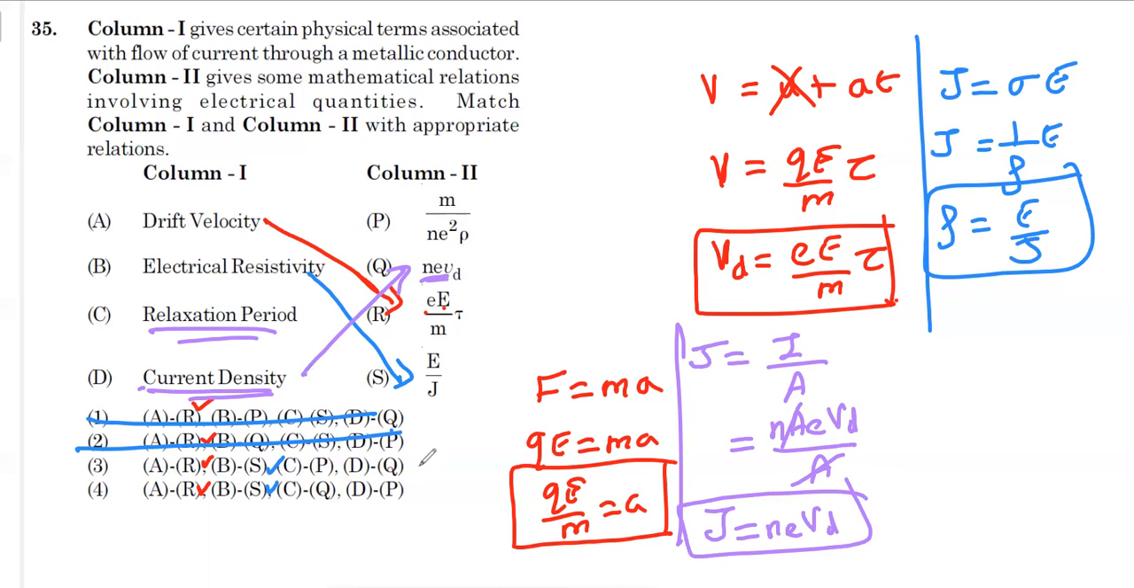So Vd is Qτ over m, the relaxation time gives the answer. That's done. Okay, relaxation time. I hope this is clear.